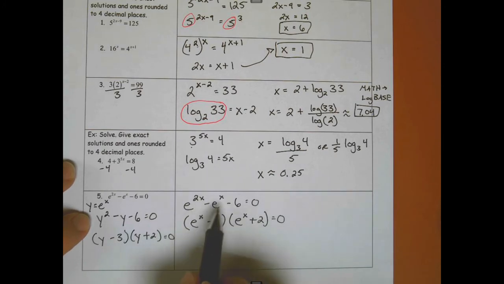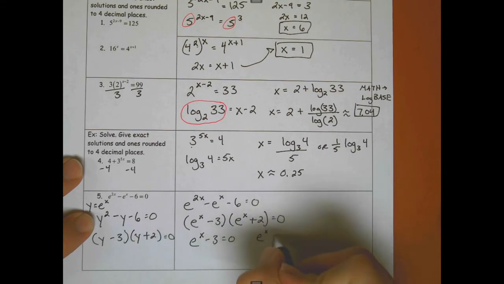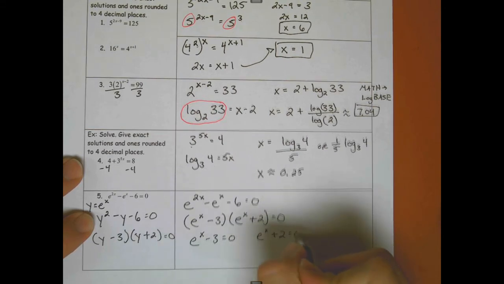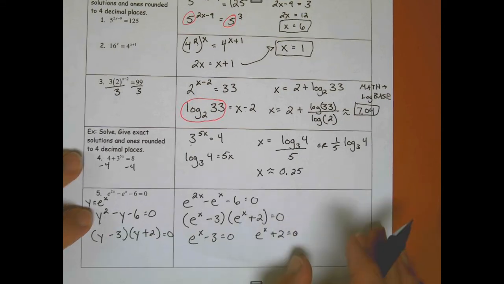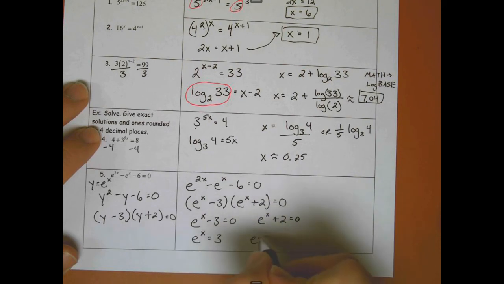If I square this term, I get this term. If I square this term, I get this term. So there's that pattern. Okay, then we have two different equations we can solve. So that gives me e to the x minus 3 is equal to 0, and e to the x plus 2 is equal to 0. I should have moved these up here. See if I can squeeze it in outside the box here. So this is e to the x is equal to 3, and this is e to the x is equal to -2.